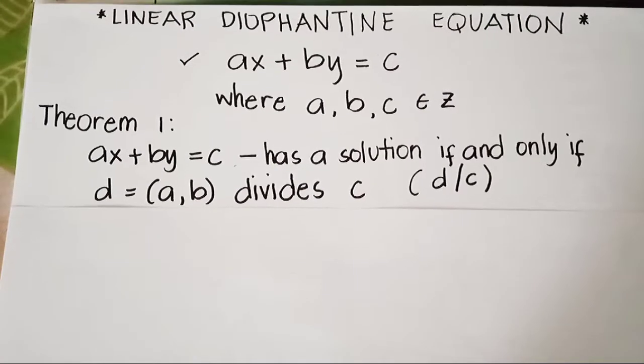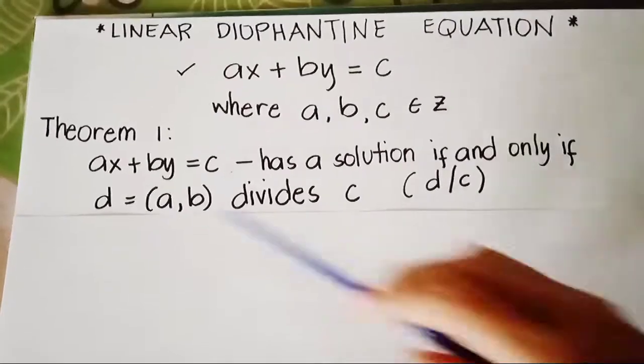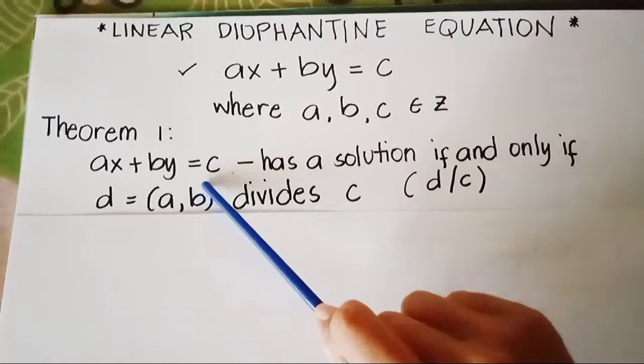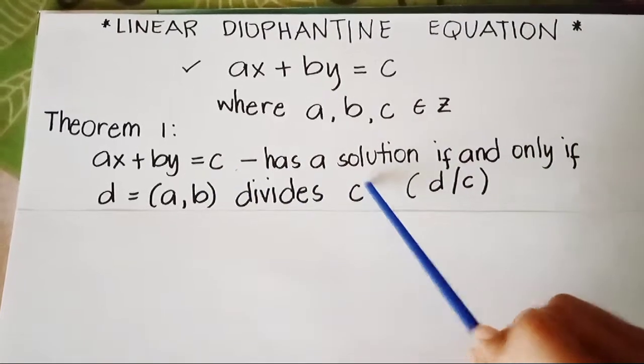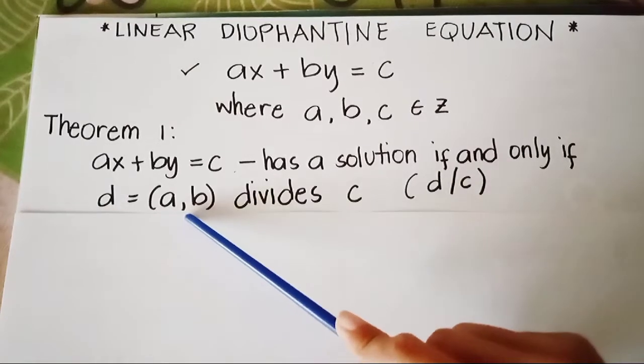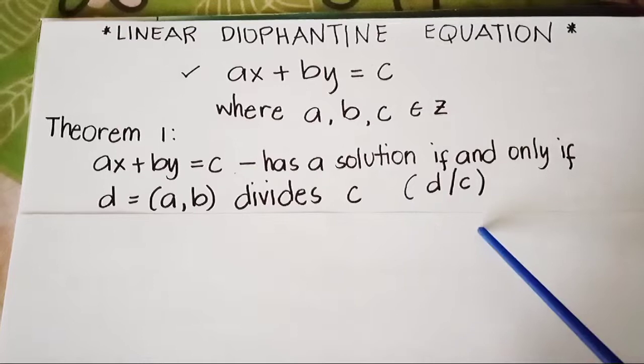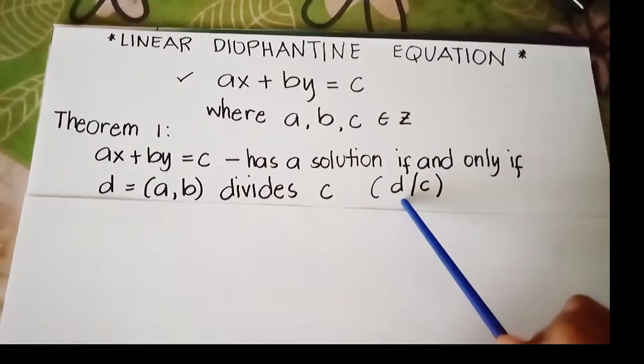Now, let's talk about theorem 1 of the linear Diophantine equation. ax plus by equals c has a solution if and only if d, the GCD of a and b, divides c. So if d divides c, it has many solutions.